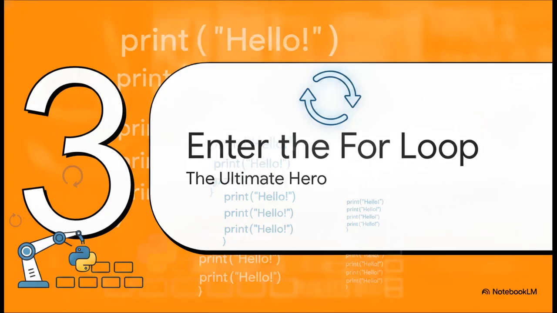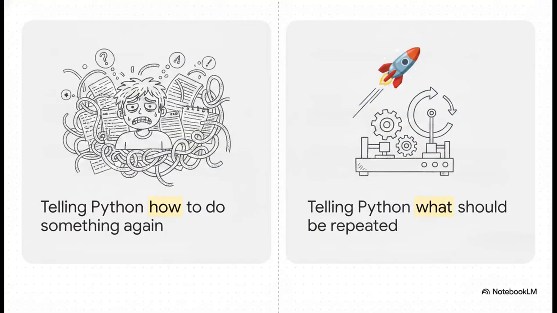Which brings us to Section 3, enter the for loop, the ultimate hero. So clearly, we need an automatic solution to fix this massive inefficiency. We have to find a way to stop writing the exact same code repeatedly. And to do that, you've got to completely shift how you think about programming. Instead of manually detailing how to repeat an action constantly, writing line after line after line, a loop lets you just tell Python what should be repeated. You literally just declare the task one time, and the computer handles all the heavy lifting and repetition for you.